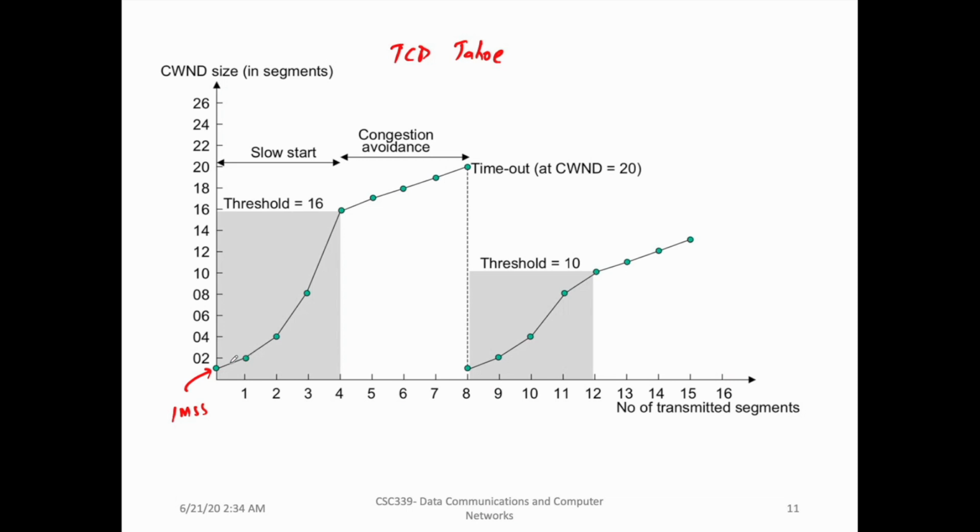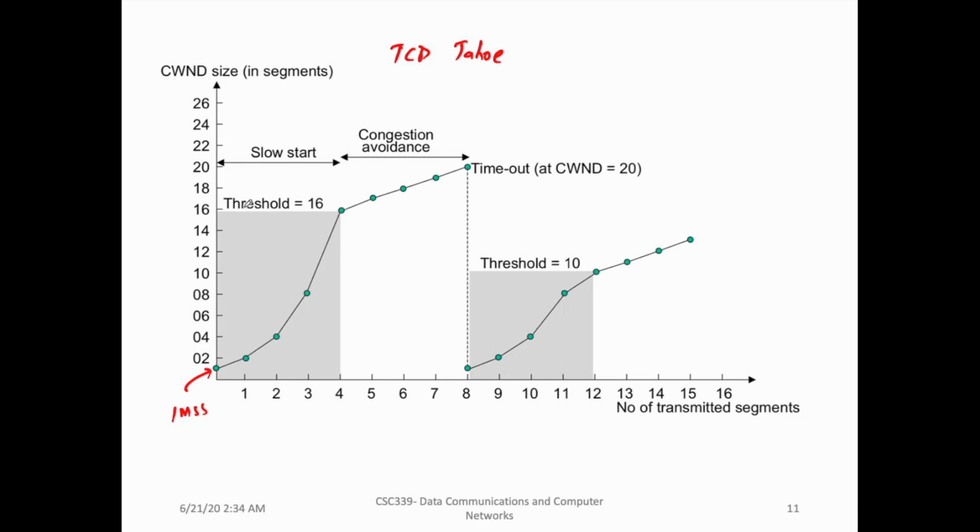Now we will be sending how many segments? 2. Upon receiving the cumulative acknowledgement for these segments, we will be sending 4 segments. So the congestion window size is now 4. And upon receiving cumulative acknowledgement for these 4 segments, I will increase the congestion window to 8, and then to 16. So here you can clearly see that this increase is exponential: 1, 2, 4, 8, 16.